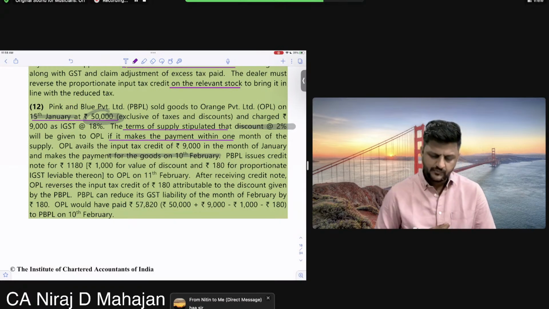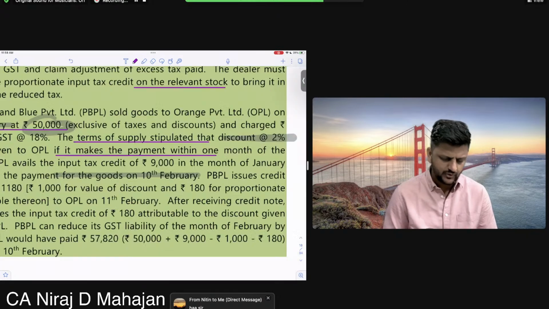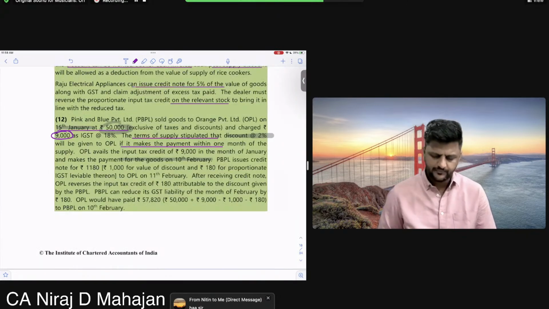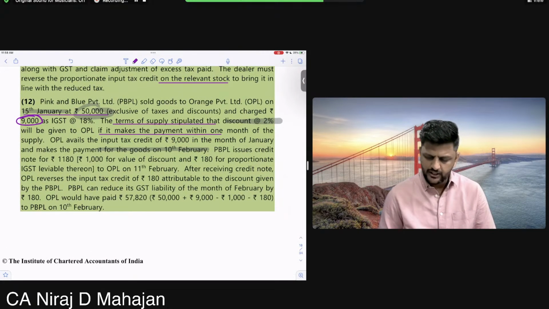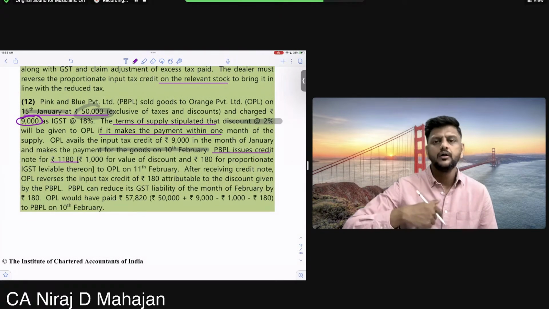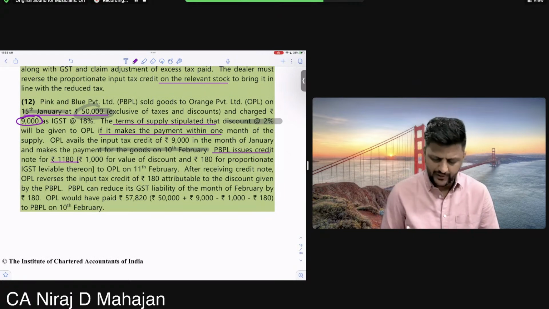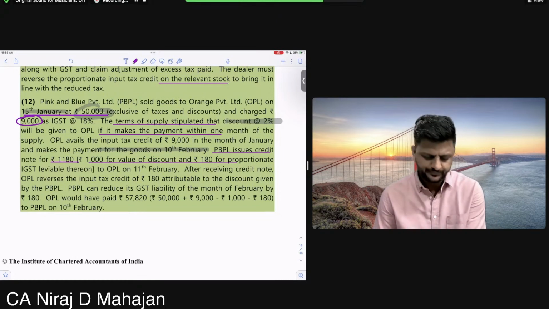Okay. So OPL, where were we? Originally, it took the credit of 9,000. Okay, everybody? Fine. Now PBPL issues a credit note for 1180. How 1180? 1,000 discount and tax on the same. Okay? 1,000 for the value of discount and 180 proportionate IGST, to OPL on 11th February.